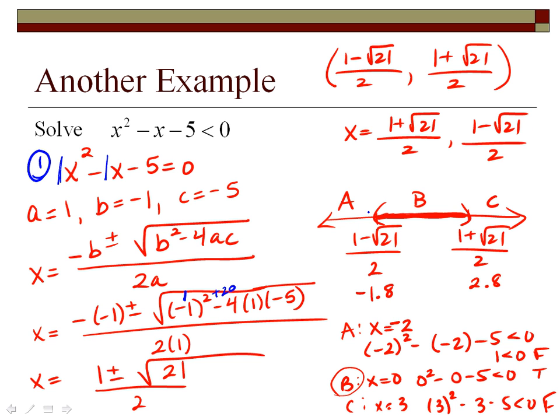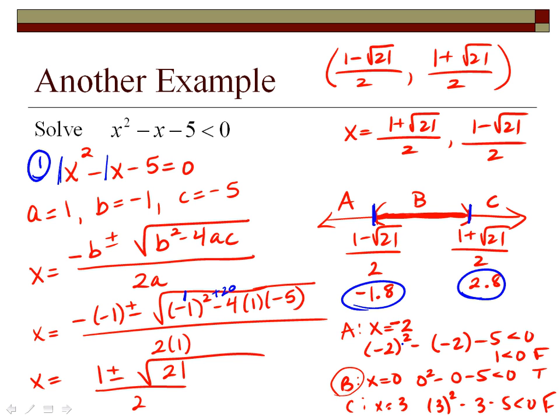So I would put those on the number line, knowing that 1 plus the square root of 21 over 2 is larger. In fact, if you use your calculator to approximate that value, it is approximately 2.8. 1 minus the square root of 21 over 2 is approximately negative 1.8. Those approximations will allow me to know which side to put the numbers on. Then I have to test a number from region A, B, and C. Out of region A, I need to choose something smaller than negative 1.8, so let's say negative 2.